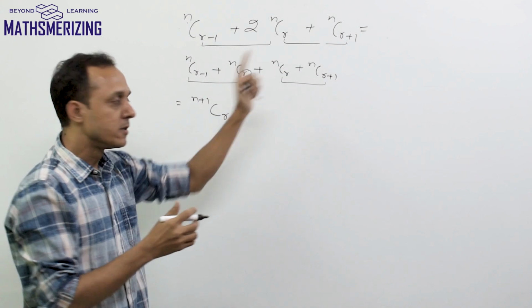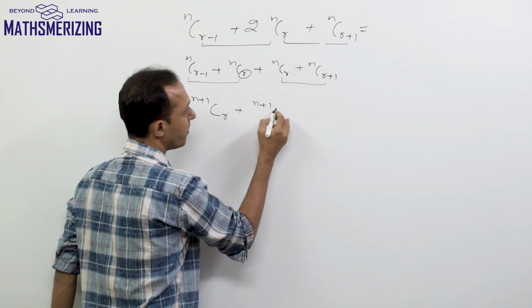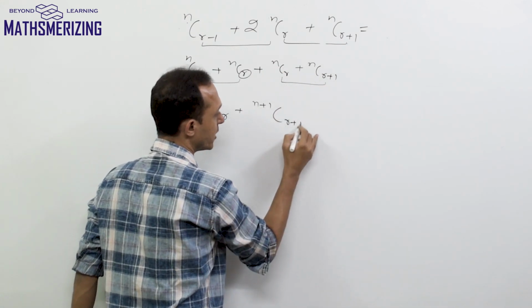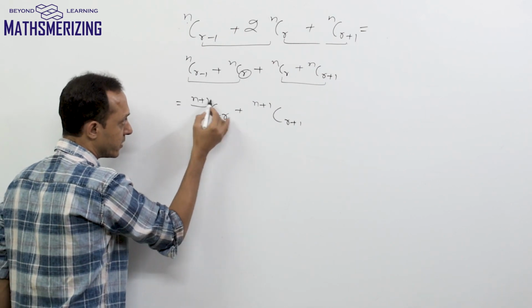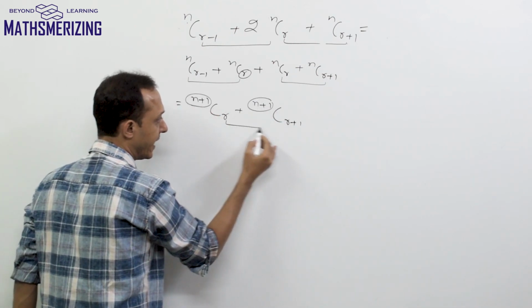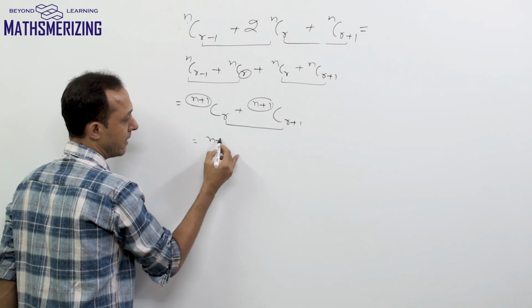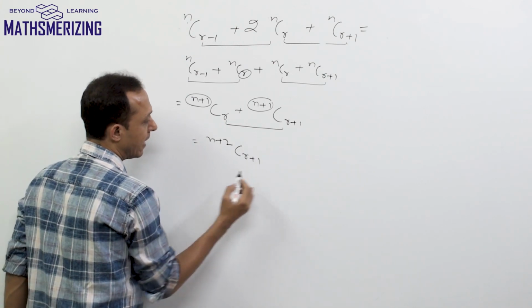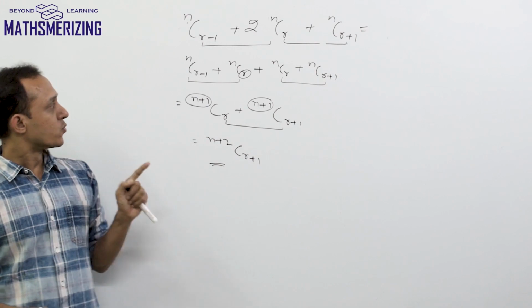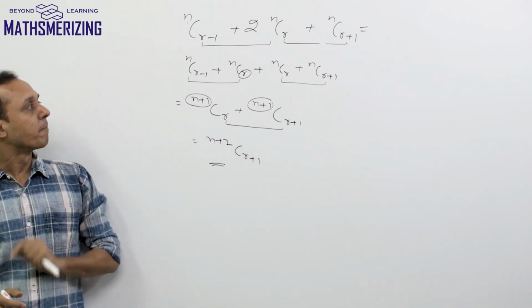Now what about this one? Again it will be n plus 1, and then higher value is r plus 1. Now if I look at it again, this is n same, and then r again differs by 1. So it will be nothing but n plus 2 C r plus 1. So the answer to this question is n plus 2 C r plus 1.